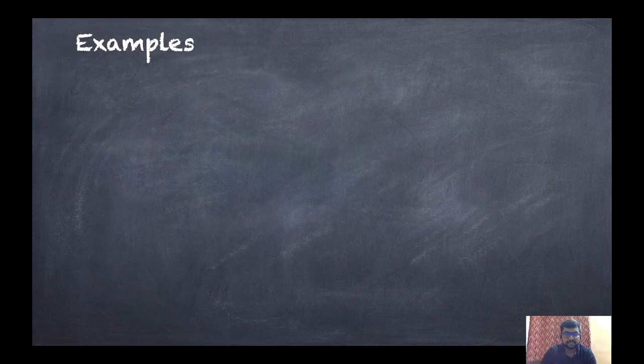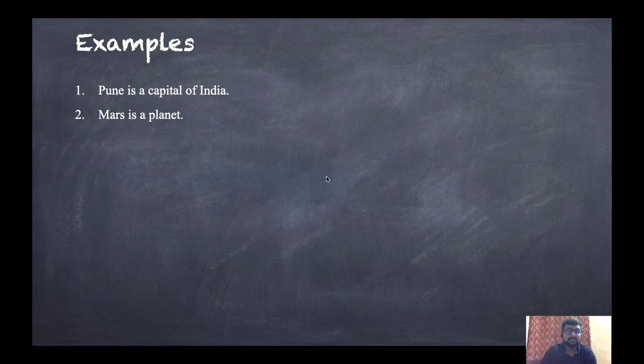We denote statements generally by small p, q, r, s. Now, let us take examples. Pune is the capital of India. Is it a statement or not? Yes, it is a statement; it can be true or false, but it cannot be both. It is a statement, but it is a false statement. Second one, Mars is a planet. Yes, it is a statement and it is a true statement. Third one, 9 is greater than 13.